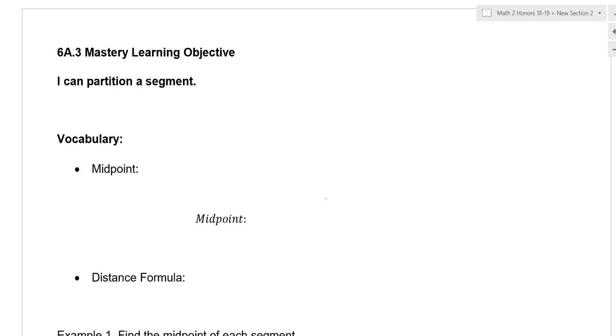Right, we're now looking at 6A.3. We're going to look at partitioning a line segment. So, some vocabulary, a midpoint.